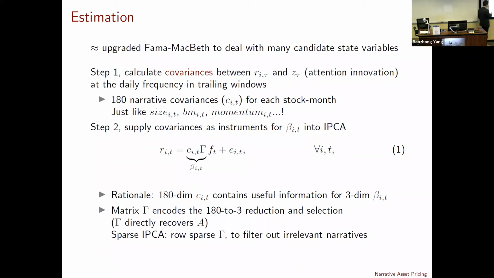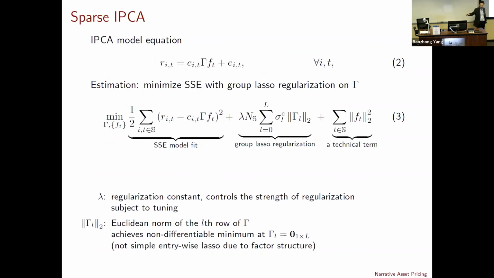All right. So to estimate this, we use an upgraded IPCA called sparse IPCA. What it does is search over the matrix gamma and also the latent factors to fit the model, minimizing the sum of squared errors of the model. This part is the original IPCA's target. And we add a lasso regularization term. This term puts penalties on the row-wise Euclidean norms of the gamma matrix, so it induces the row-wise sparse structure in the estimated gamma.